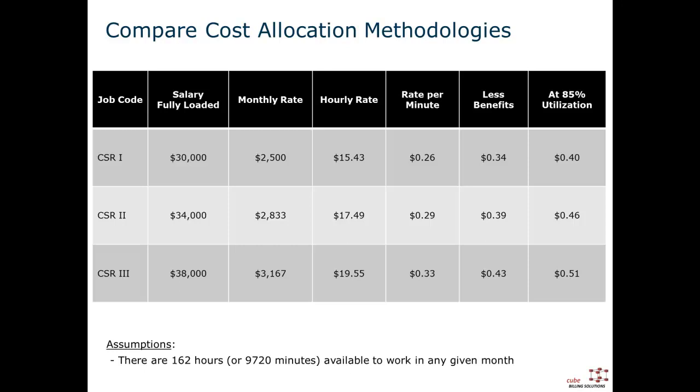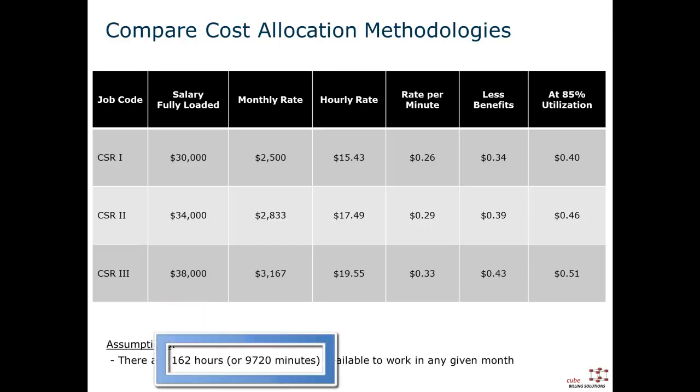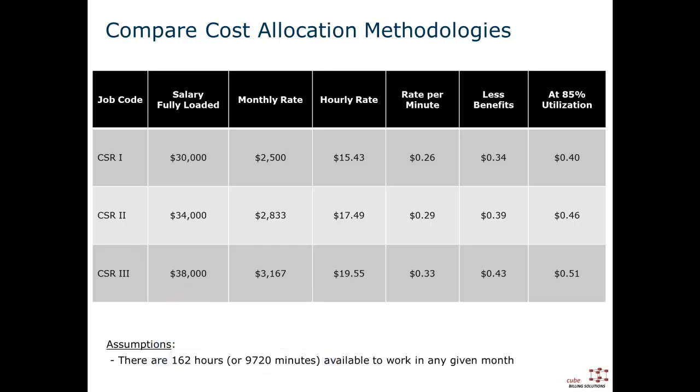Cost allocation methodologies, how activity-based costing would typically work, we would look at a few different components to figure out what it costs to provide a product or service. In this example, there are 2 main things that we look at. One is the fully loaded compensation for customer service rep 1, 2, and 3. And the second is the approximate number of hours that these employees work in a given month. So in this example, we're assuming they work 162 hours in a month.